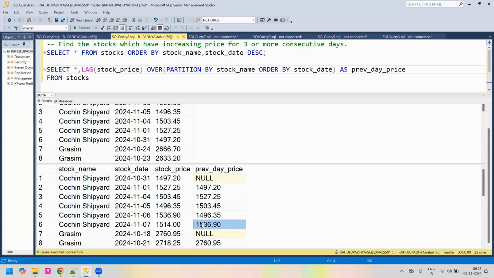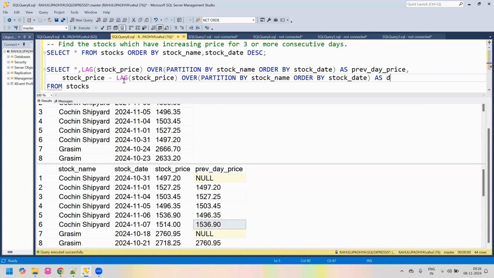Okay. Once we have that, we need to calculate the difference between these two columns to identify whether the stock increased or decreased when we compare it with the previous day price. That difference we will identify now by doing stock price, that is the current day price, minus the previous day price, which we have derived here. If we do that, we will get the difference in the price. So let's run and see the output.